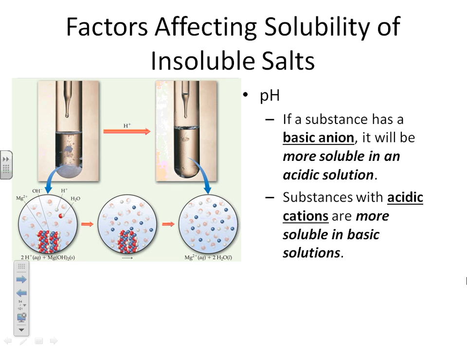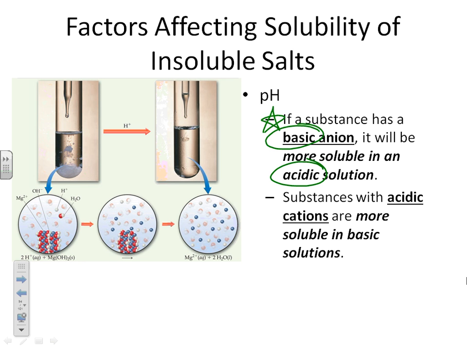The first is a question of pH. You have to think about the cations and the anions that are in your insoluble salt, in your Ksp problem. If one of your cations or anions is acidic or basic in any way, then changing the pH of the system will alter how well that Ksp reaction works, how well it dissolves. If the substance has a basic anion, then it will be more soluble in an acidic solution. Well, why? Because bases react with acids.